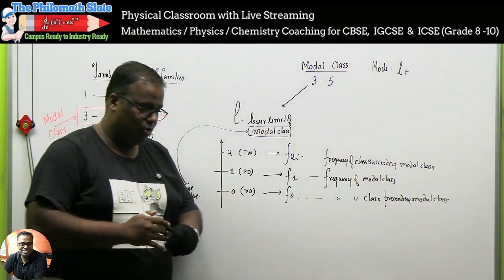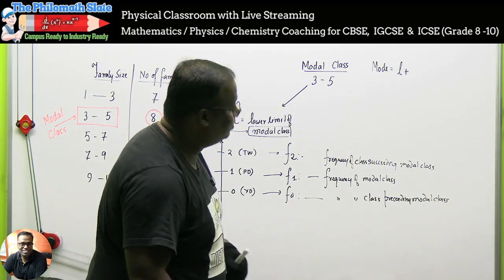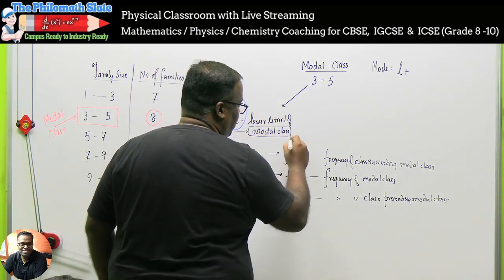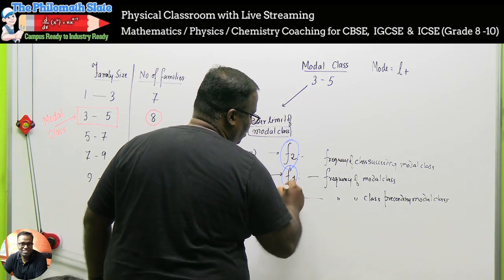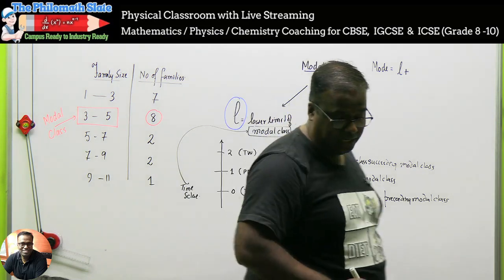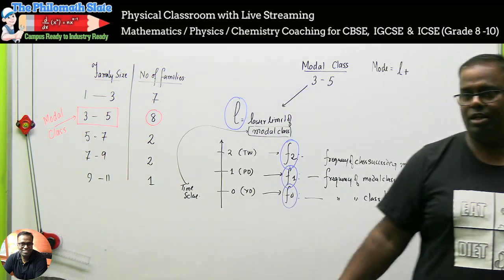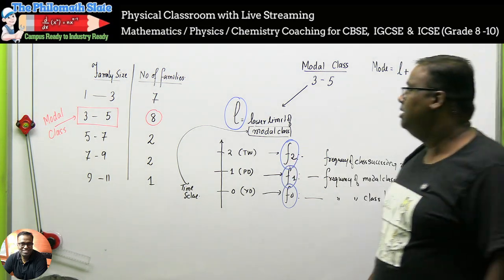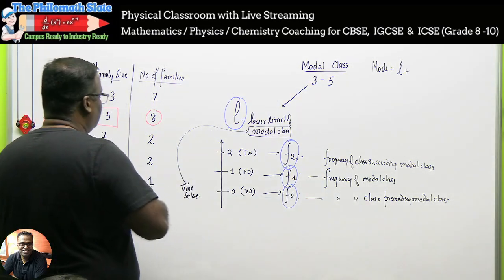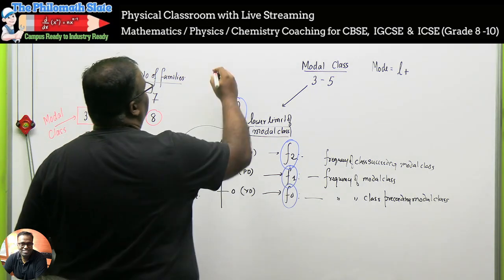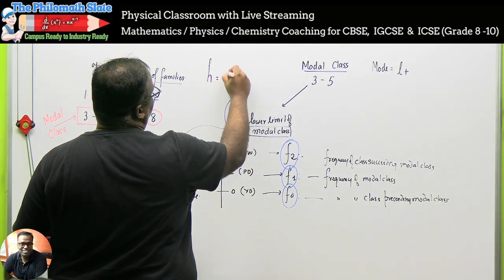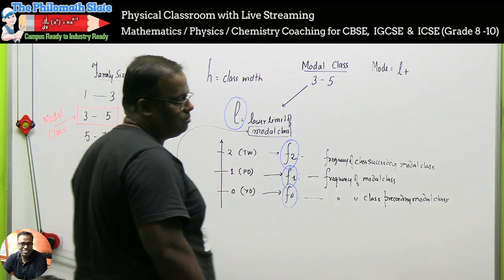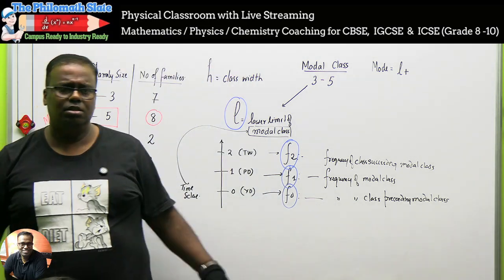So how many data are you playing with? L is one data, F2 is one, F1 is one, F0 is one, so 4 data you have. Now you also need a 5th data, whether you are doing mode or mean, and that is always the class height. H is equal to class width. You know how to find the class width? UCL minus LCL.